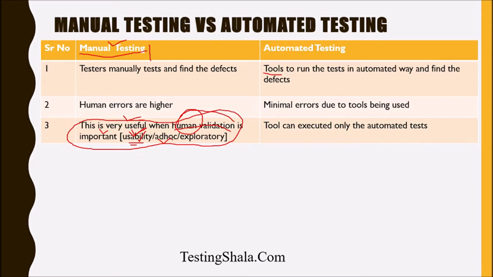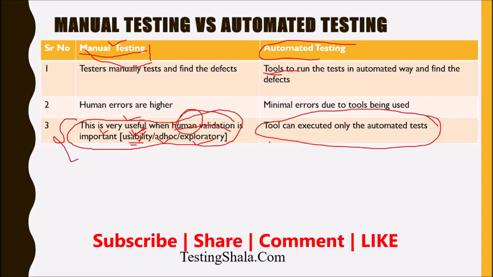You talk about ad hoc testing, or exploratory testing, where we explore the application and test it without test cases. That is the appropriate place for manual testing, done without using tools. That is the main difference. In automated testing, test executions are done only using tools, and only the test cases which can easily be automated are the ones we bring into automation testing. That is the third important difference.